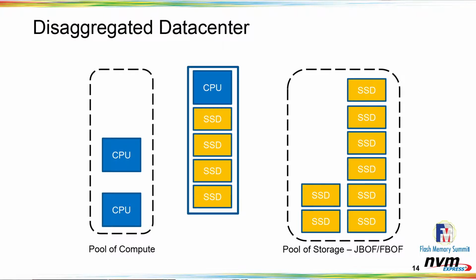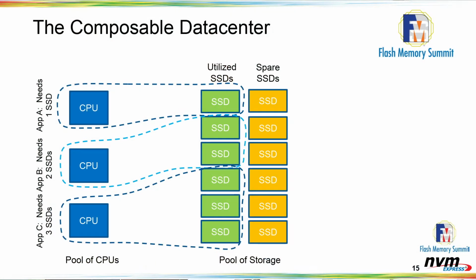We'll create a pool of compute. We'll create a physically separated pool of storage. This is where JBOFs come into play. So JBOFs now are how you house, power, cool, and access these SSDs in this pool on the right. So if we take this idea of a composable data center, we map those same 3 applications back onto their respective SSDs, everything's up and running again, even though they're now located in physically separate spots within your data center.